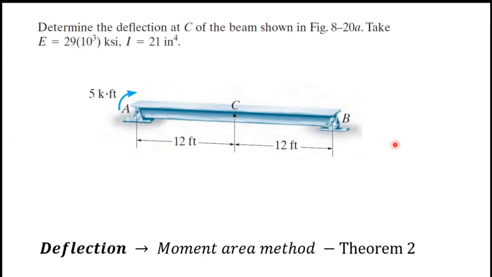As you know, in moment area method there are two theorems. So if we have to find slope of a beam, we have to use theorem 1. But here they ask deflection. So therefore we have to use moment area method theorem 2. So we will see how we find deflection using moment area method theorem 2.